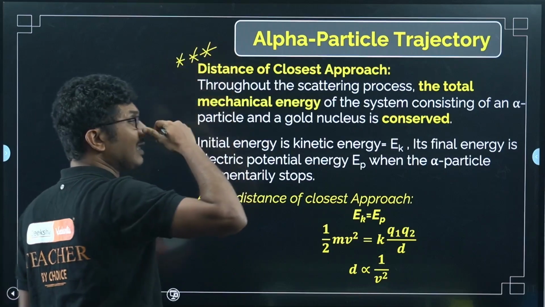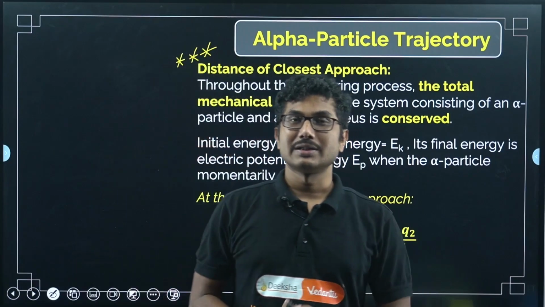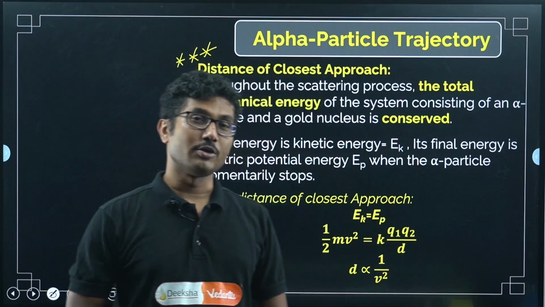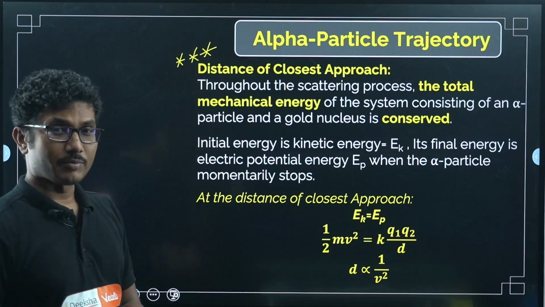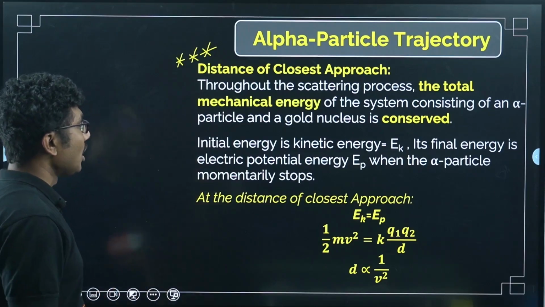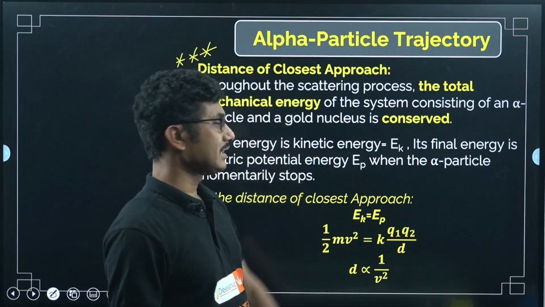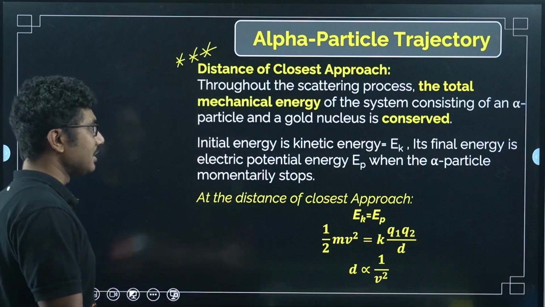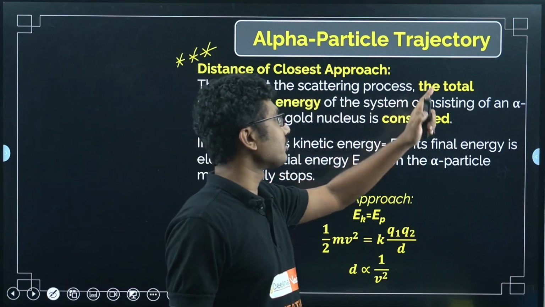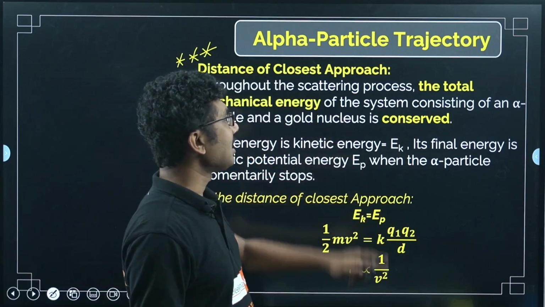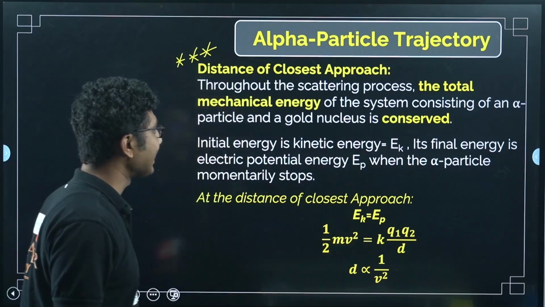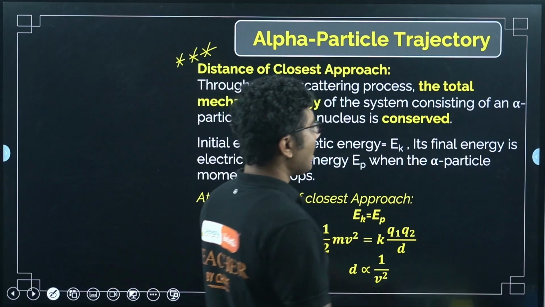Many students struggle to answer questions that come in your PU board as well as in the KCET exam. What is the distance of closest approach? First, let us understand. Throughout the alpha scattering process, the total mechanical energy of the system consisting of an alpha particle and a gold nucleus is conserved.